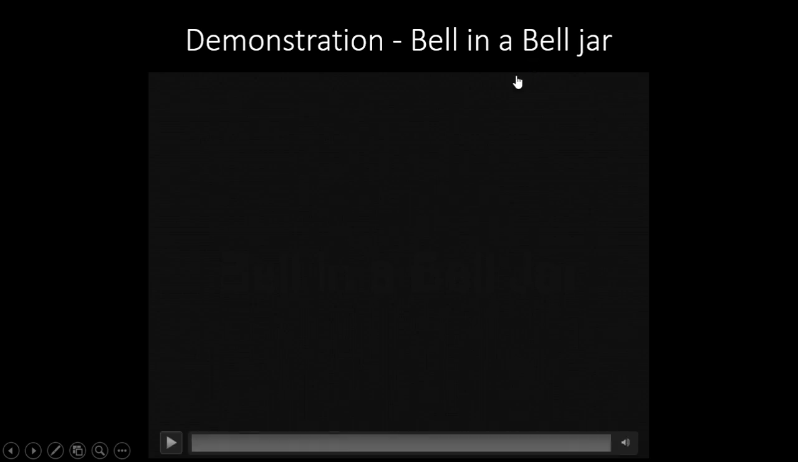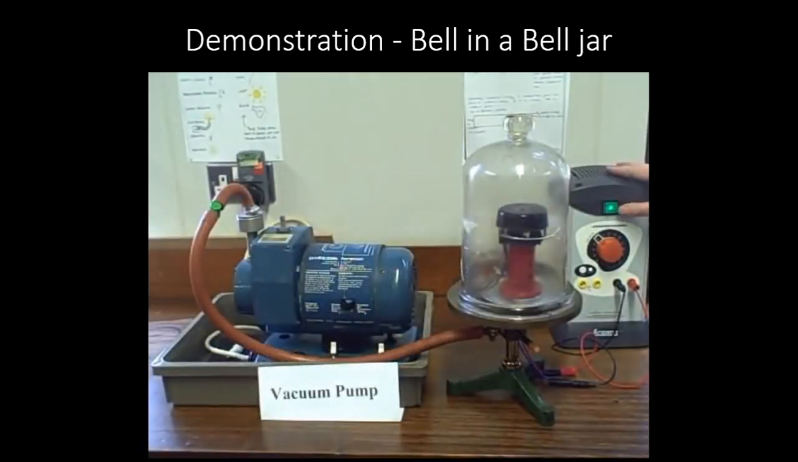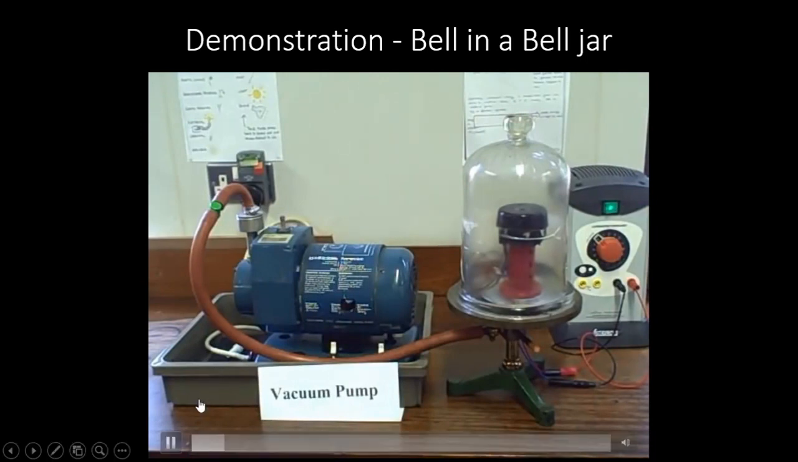Now we will demonstrate an experiment, bell in a bell jar, that illustrates the importance of having a propagating medium for the propagation of sound. This is a bell jar. Inside it there is a ringing bell. We can hear the sound because there is air inside the bell jar, so the sound can come through the air, then to the glass, then go outside, and we can hear the sound.